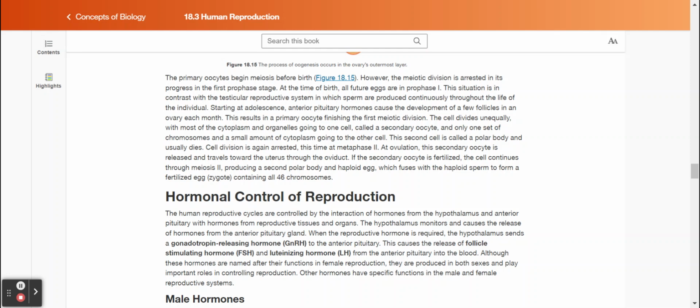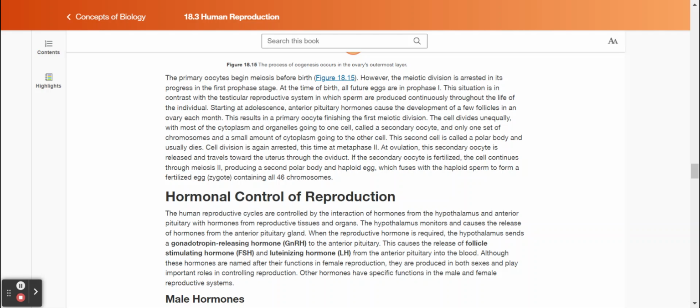The cell divides unequally, with most of the cytoplasm and organelles going to one cell, called a secondary oocyte, and only one set of chromosomes and a small set of cytoplasm going to the other cell. This second cell is called a polar body and usually dies. Cell division is again arrested, this time at metaphase 2.